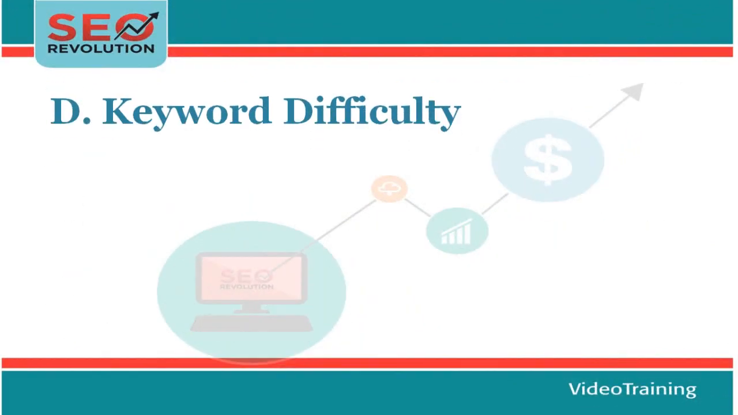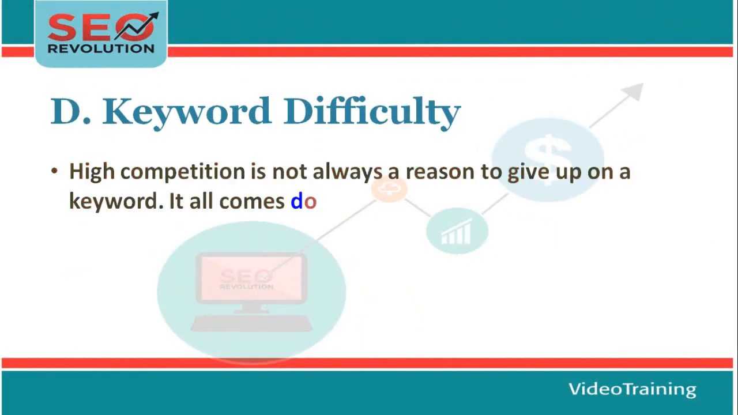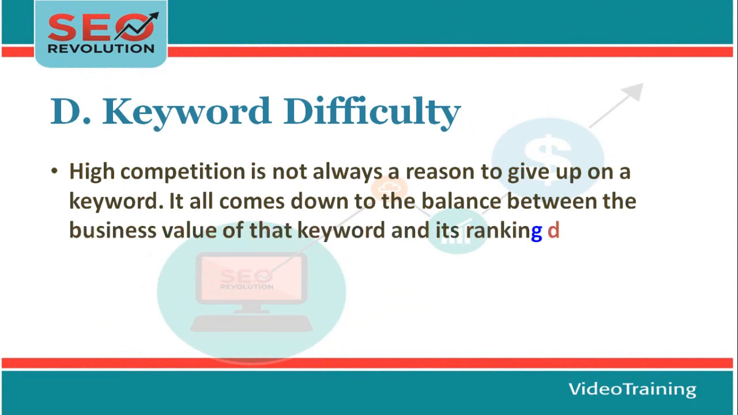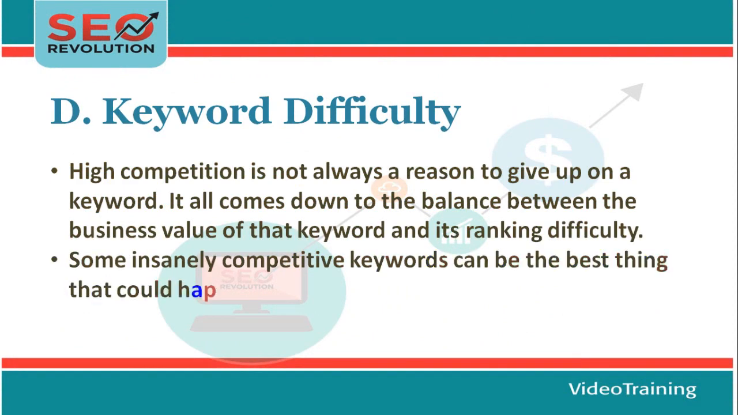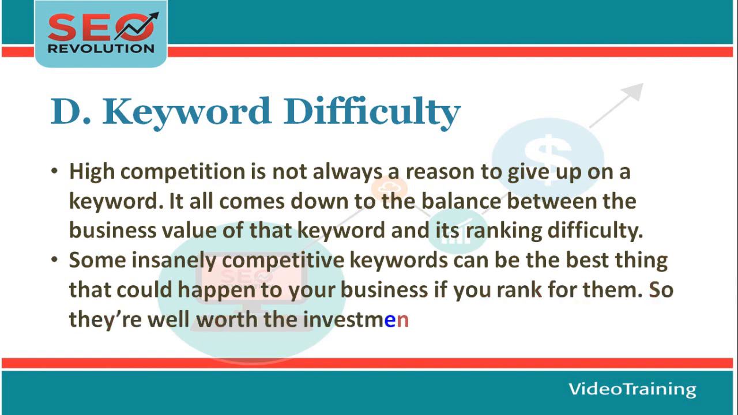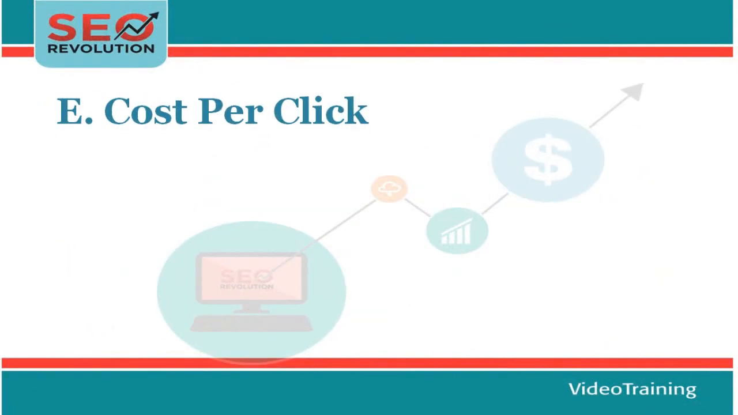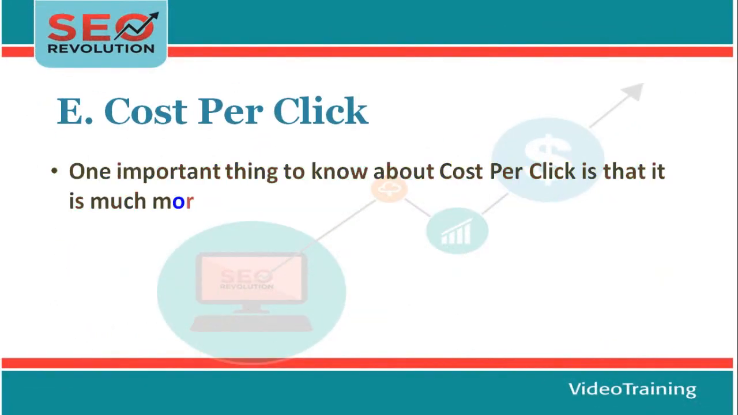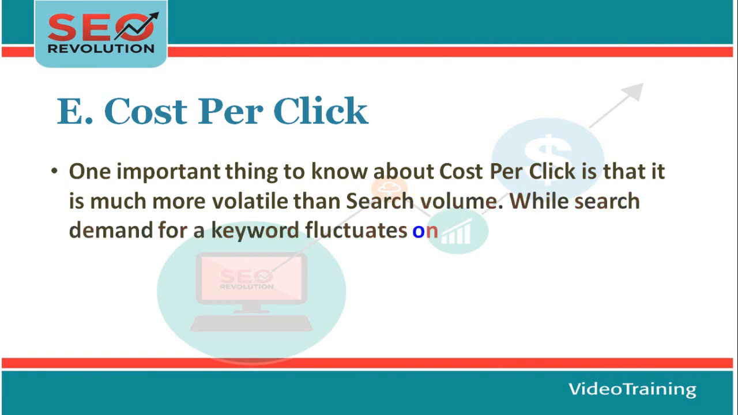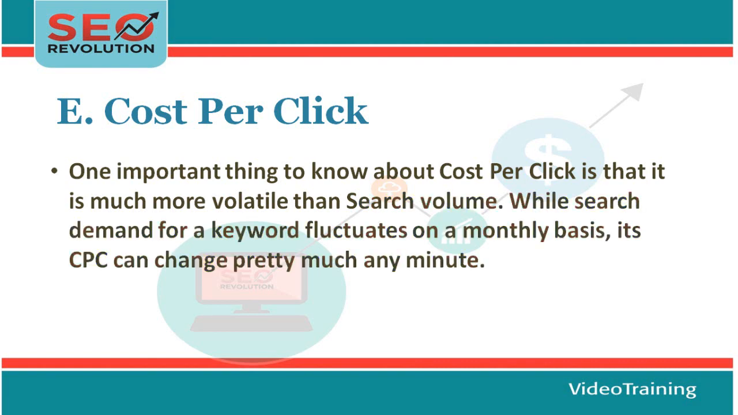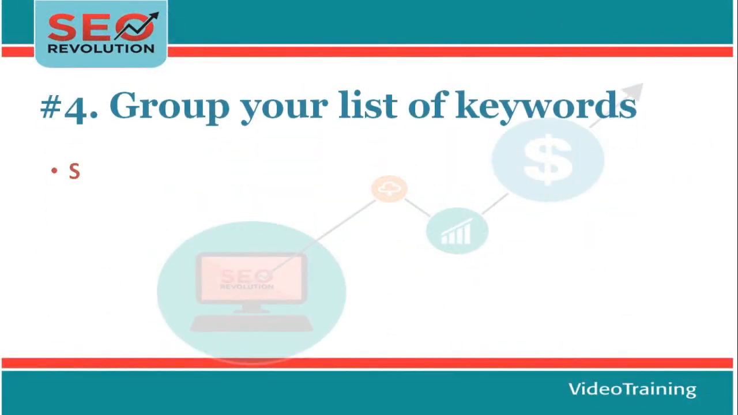D. Keyword difficulty. High competition is not always a reason to give up on a keyword. It all comes down to the balance between the business value of that keyword and its ranking difficulty. Some insanely competitive keywords can be the best thing that could happen to your business if you rank for them, so they're well worth the investment. E. Cost per click. One important thing to know about cost per click is that it's much more volatile than search volume. While search demand for a keyword fluctuates on a monthly basis, its CPC can change pretty much any time.